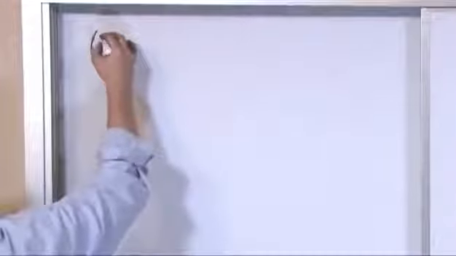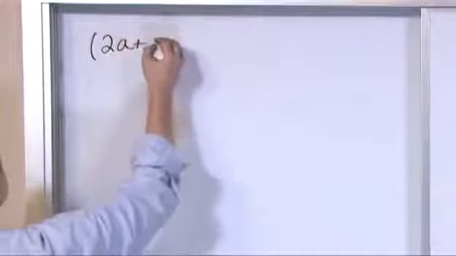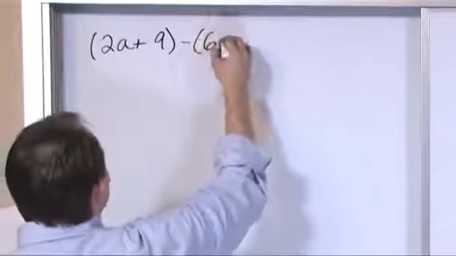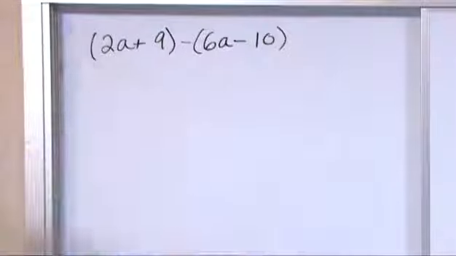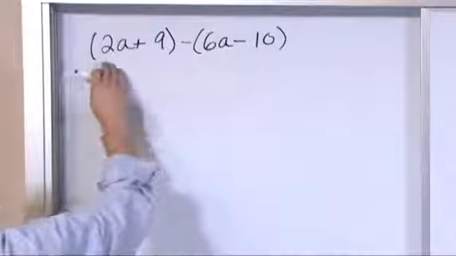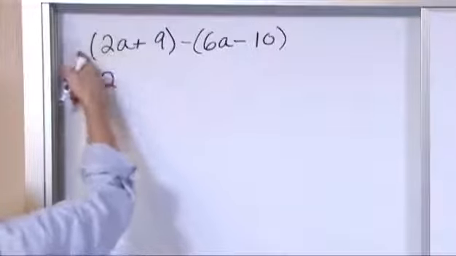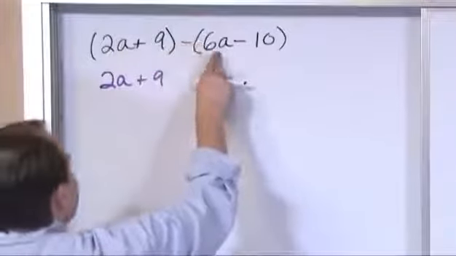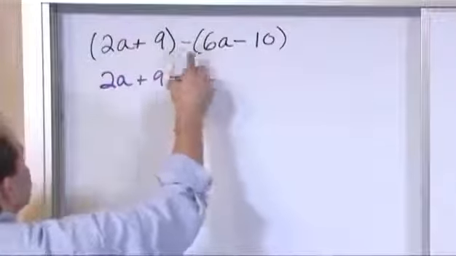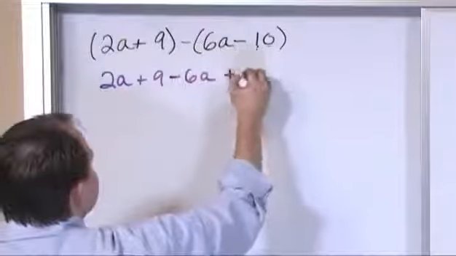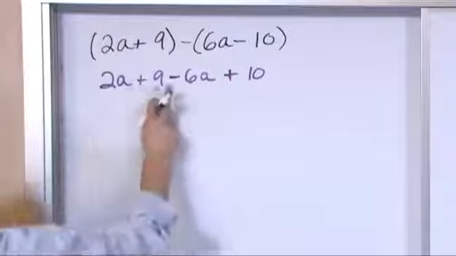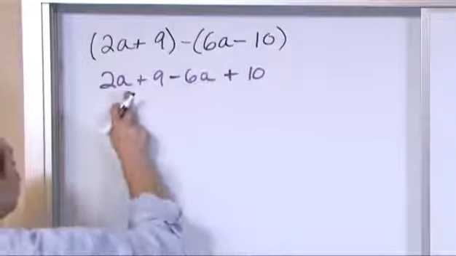Okay, what if we had 2a plus 9 minus 6a minus 10? And so we have the same sort of thing. We need to get rid of these parentheses. So this guy, I wrapped him up in these parentheses, but you don't really need them because there's nothing out in front. So 2a plus 9. Here, negative times 6a is negative 6a. Negative times negative 10 is positive 10. So we scan for like terms. We have 2a and 6a. We can add these together. These are like terms.